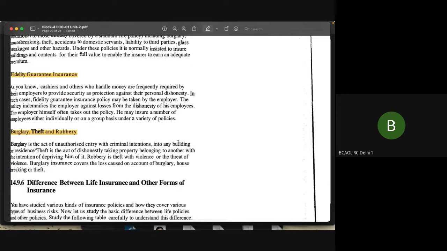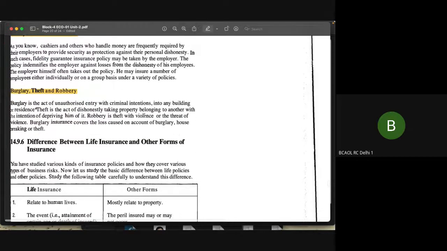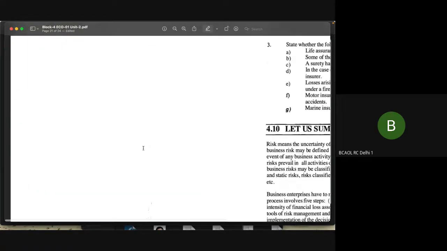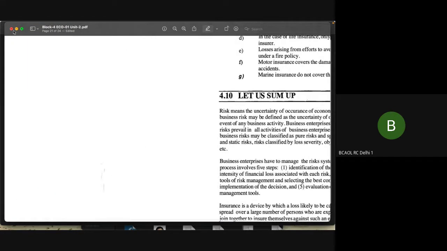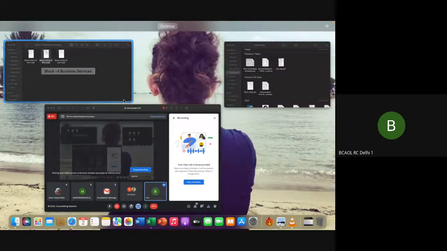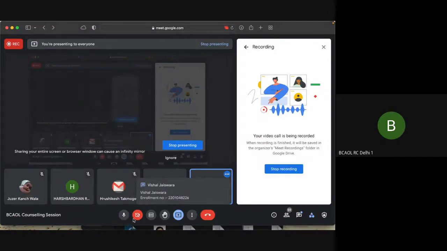Burglary, theft, robbery. So this difference is also important, guys. Do this difference, life insurance or other forms में. Yeah, we're done with it. So I'll just stop here. हमारा एक और बचा है, but we'll do it tomorrow.